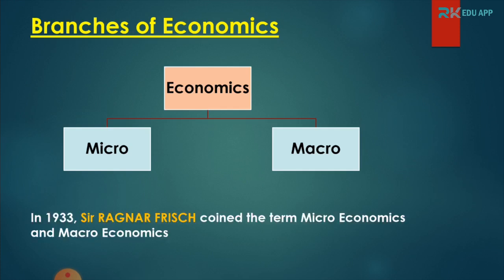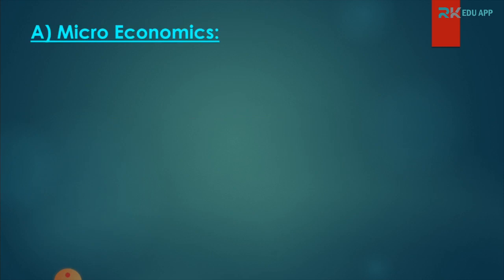This micro and macro, this term was invented or coined by Sir Ragnar Frisch, and he coined this term in 1933. Okay, so he was one of the most important persons in developing the branches of economics. Let us first understand what you mean by microeconomics.